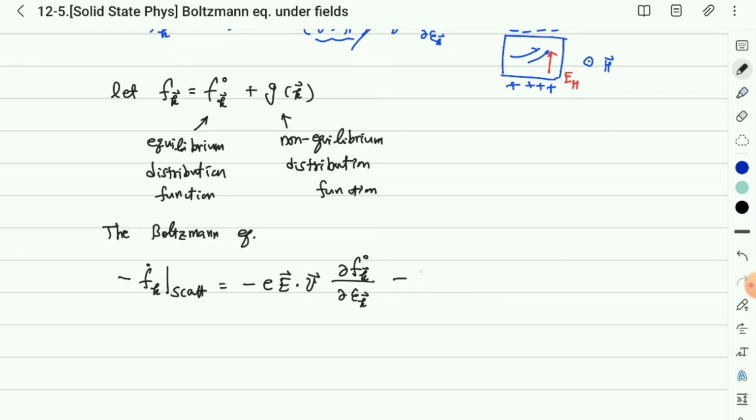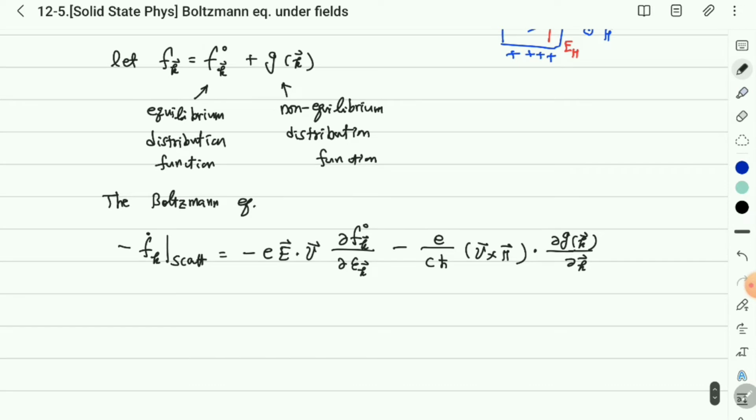But in the magnetic field term, only... I'm sorry, it is not diffusion. The first term is the electric field term, and the second term is the magnetic field term. The magnetic field term is the V cross H, and we do not consider the equilibrium distribution function, but the non-equilibrium distribution function.